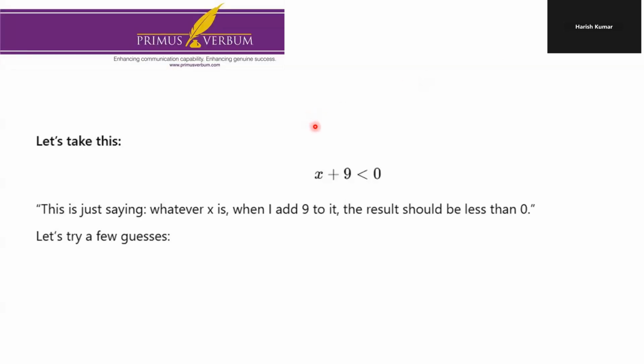Hi students, let's take a look at this. x plus 9 less than 0. Now, this is just saying whatever x is, when I add a 9 to it, the result should be less than 0. Now, let's try a few guesses.